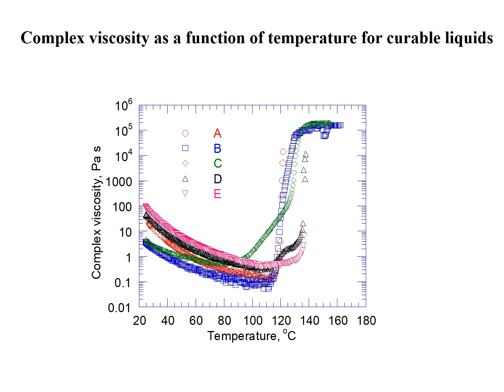Complex viscosity as a function of temperature for curable liquid. So this figure shows the complex viscosity as a function of temperature. As you can see, first, the viscosity decreases with increased temperature. After reaching 80 and above, the viscosity dramatically increases due to the curing of the material.